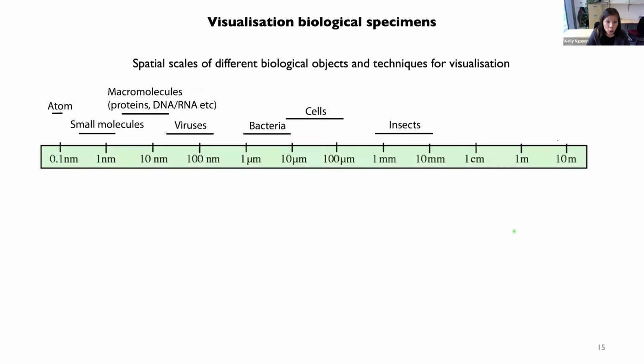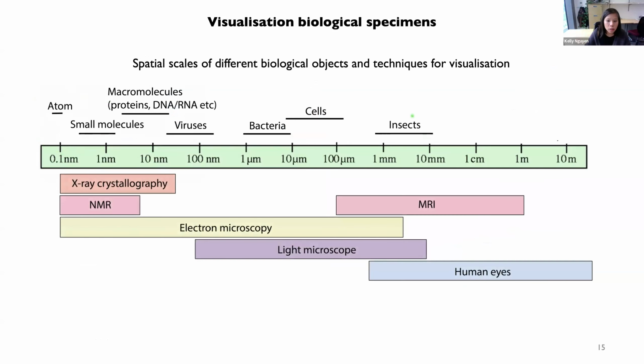And as many of you know, visualization of biological specimens is a very powerful way to understand how they work. And here is a spatial scale of different objects on the top, ranging from atoms all the way to insects, which you can see with your human eyes. And the bottom shows the different techniques that one uses to visualize these different objects. And as I said, human eyes are very good at seeing big things, but when you start looking at the micron scale, you start needing more specialized techniques.